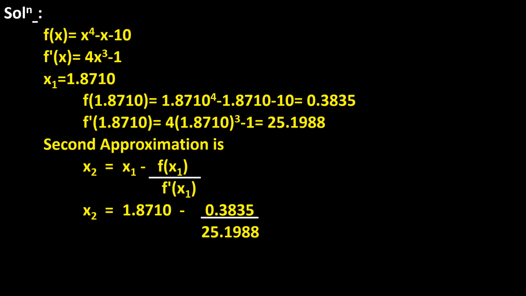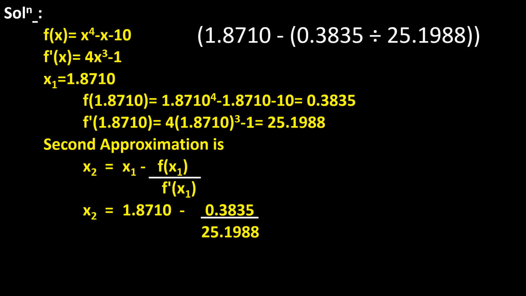When we use the calculator for calculating, you need to write it in this method: open the bracket, 1.8710 minus, again open the bracket, 0.3835 divided by 25.1988, close the bracket, again close the bracket. It will give the answer, and I have written up to 5 digits after the decimal point, and that is 1.85578. Now the fifth digit is 8.